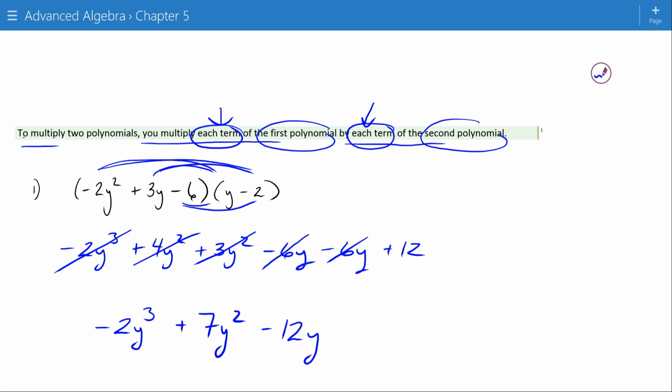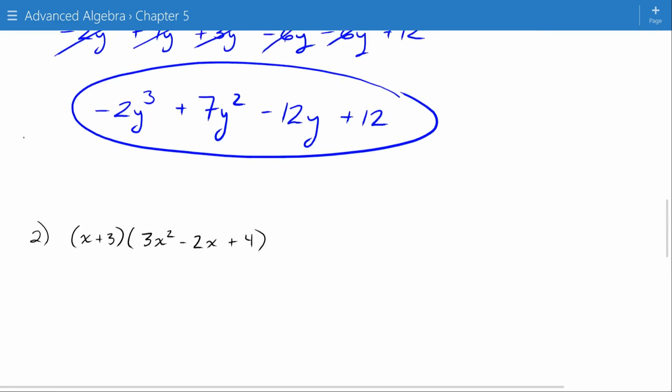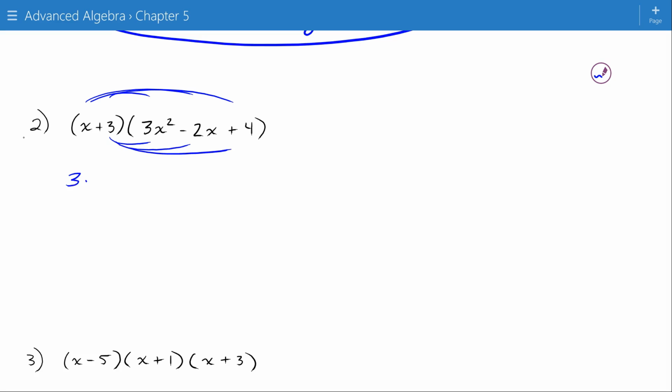My negative 6y is combined to give me negative 12y, and I'm left with still the positive 12 that doesn't combine with anything. Number 2, we have a binomial times a trinomial. So make sure you distribute the x to everything and the positive 3 to everything.